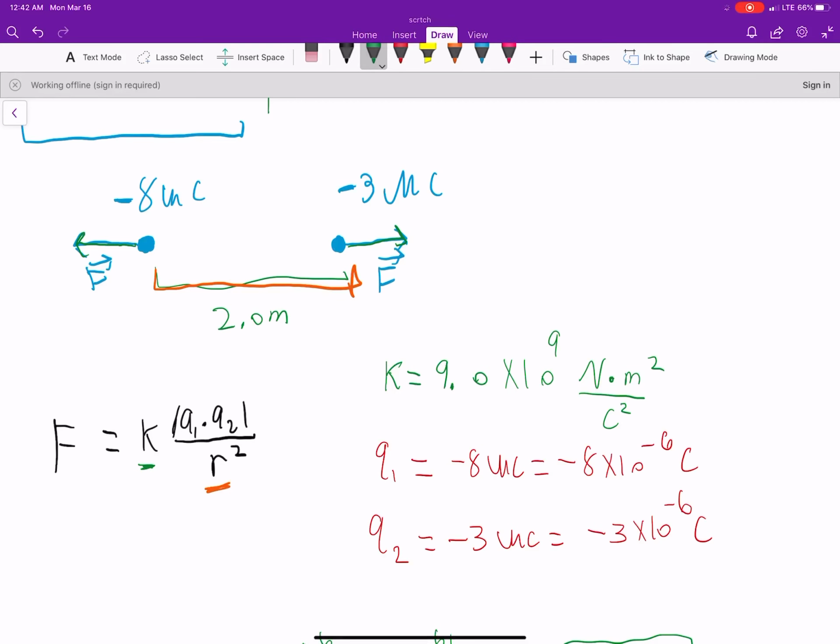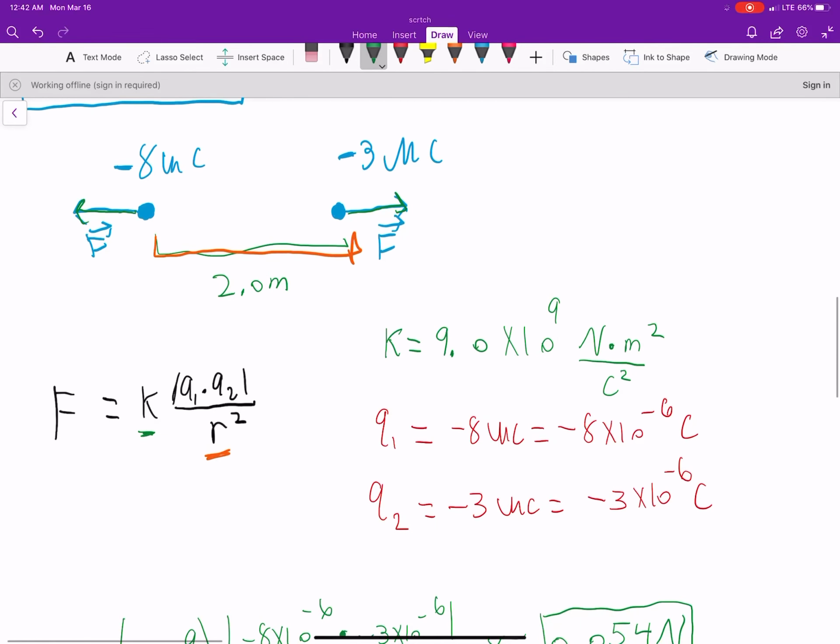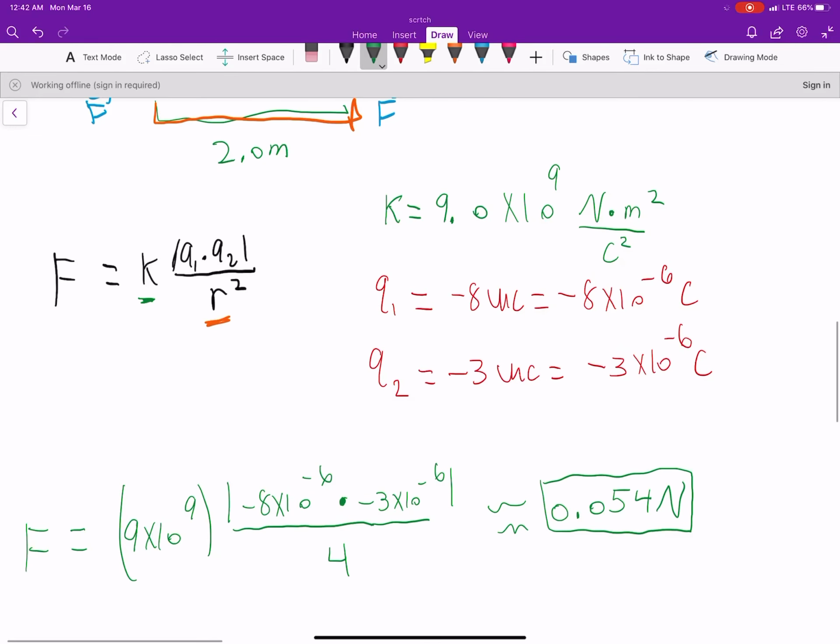Now it changes over time because your distance will change over time, so the actual force itself will change. But that's how you do this problem. Just a basic intro to Coulomb's law. Coulomb's law is this. So hopefully that helps out at least a little bit.